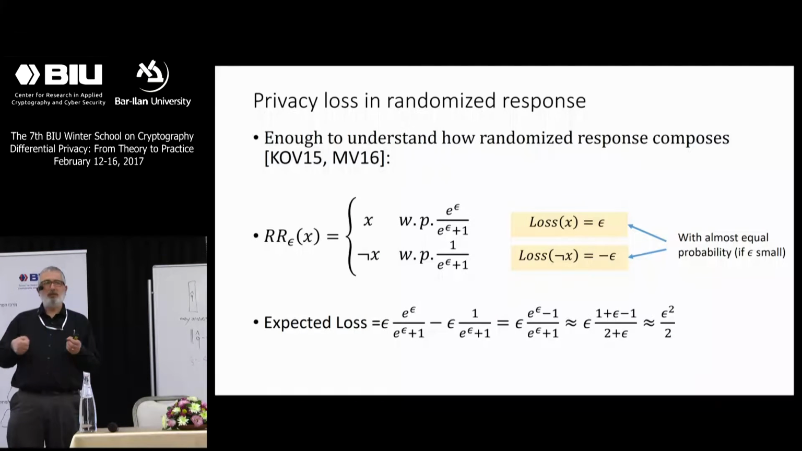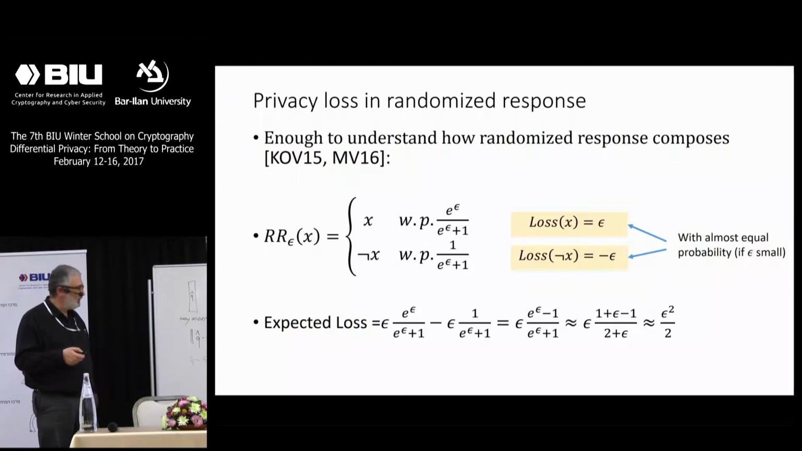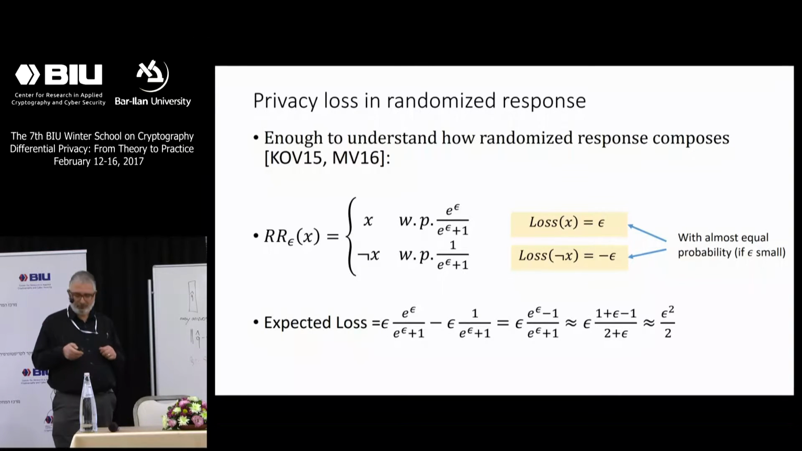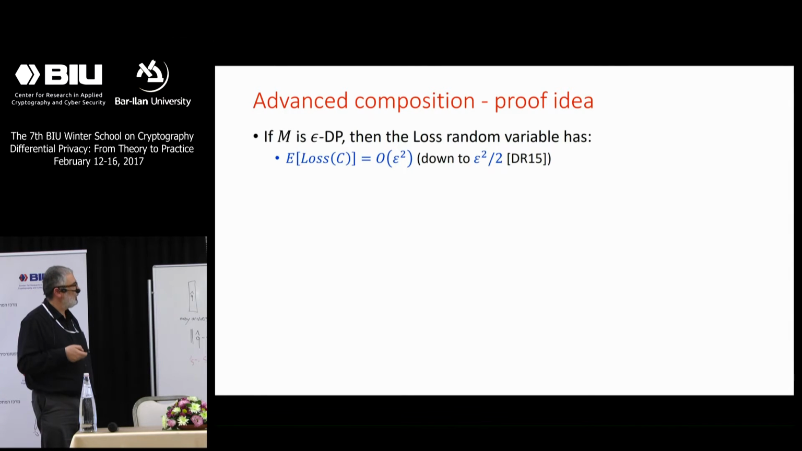So if we're thinking about applying this t times, linearity of expectation would say that our expected loss is going to be linear in epsilon squared instead of being linear in epsilon. Okay, so instead of incurring loss t times epsilon, we'll incur in expectation loss t times epsilon squared, a lot less. And usually this is going to be the less dominant term in the loss. So the loss random variable has expectation about epsilon squared.